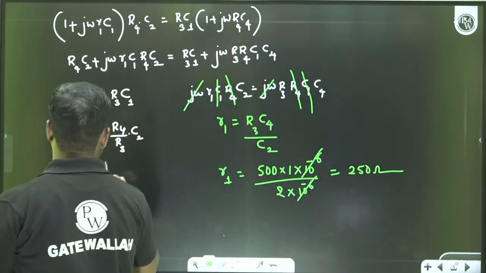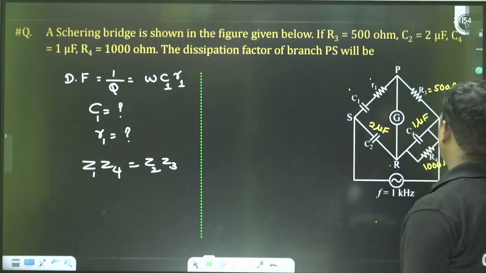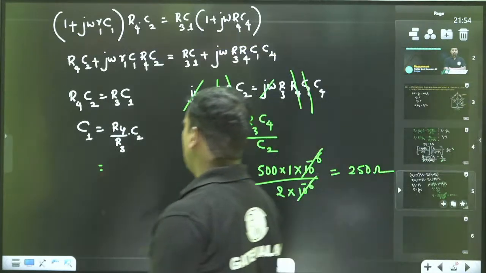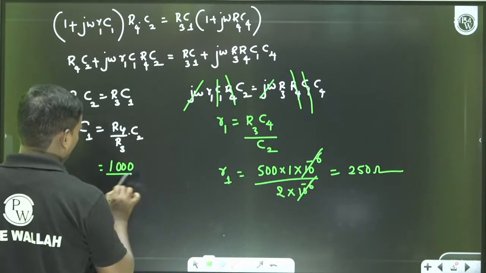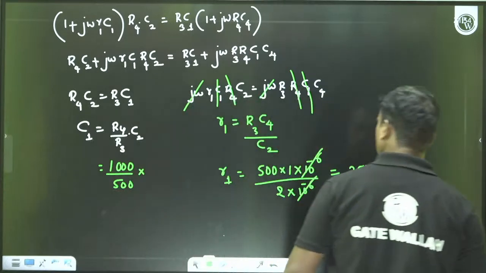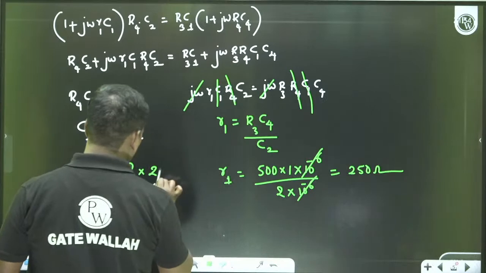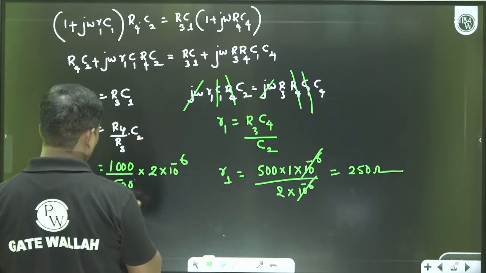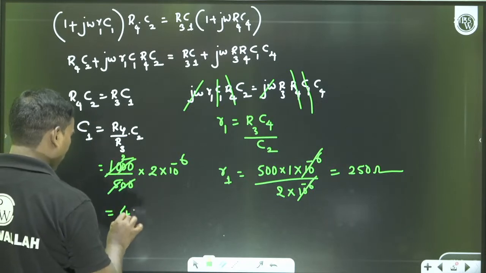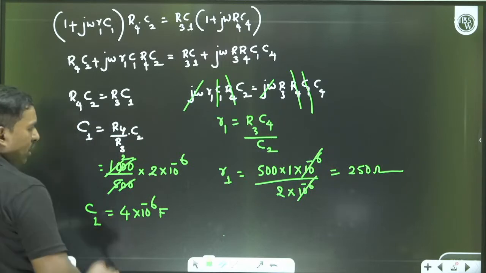Next, this one. What are R4 and R3? We check, R4 is 1000, R3 is 500 into C2. C2 is equal to 2 into 10 power minus 6. So C1 is 4 microfarads. So we got C1 and R1.